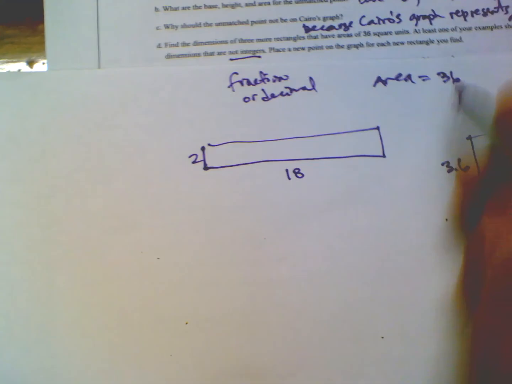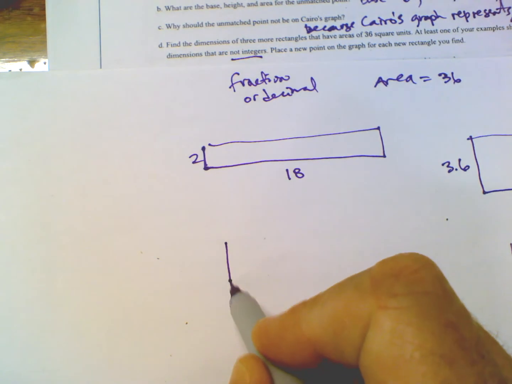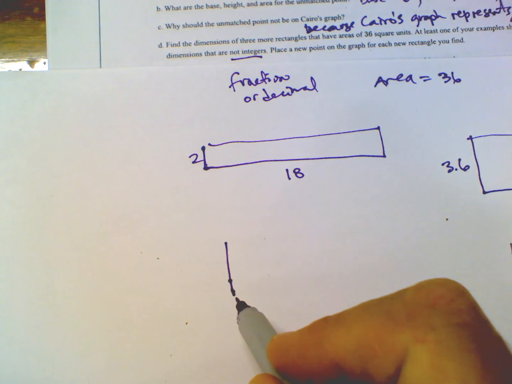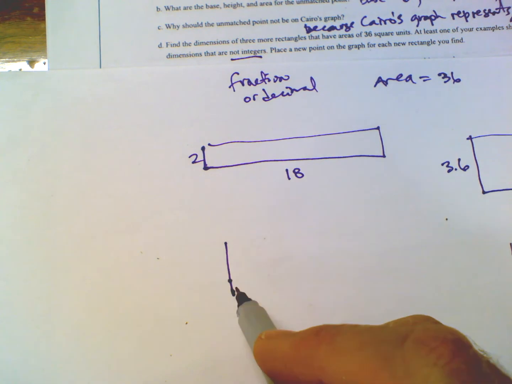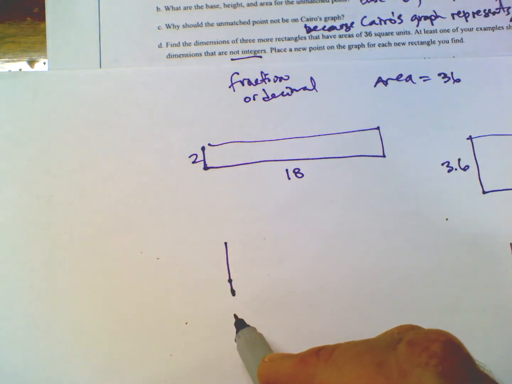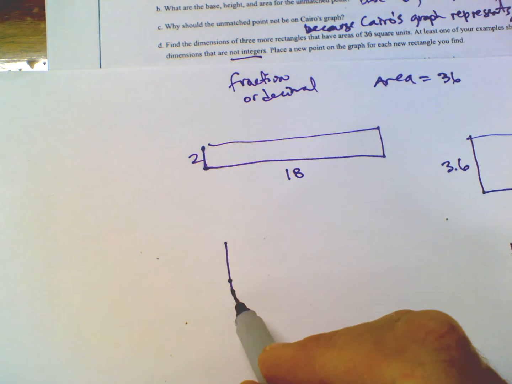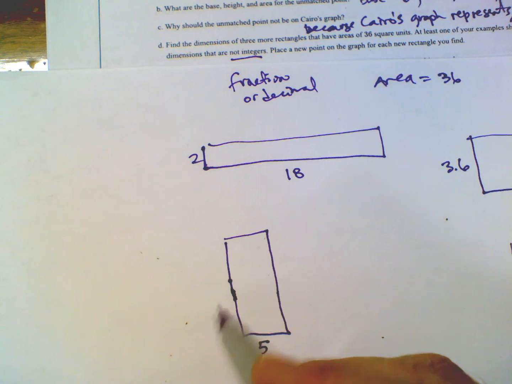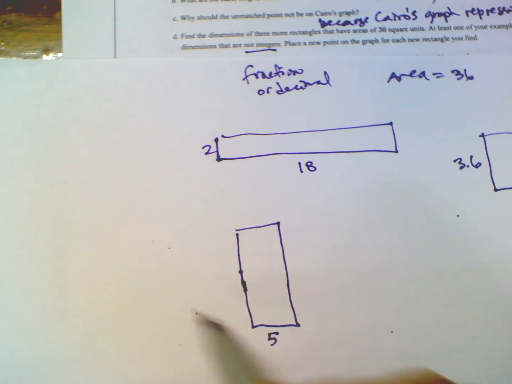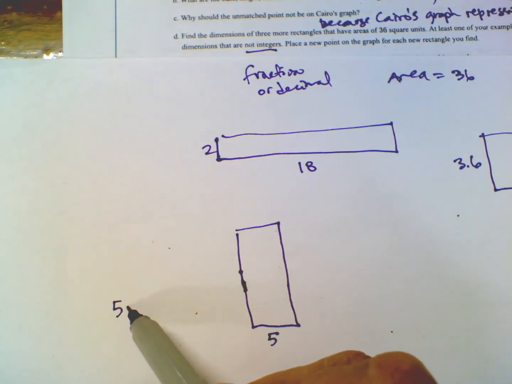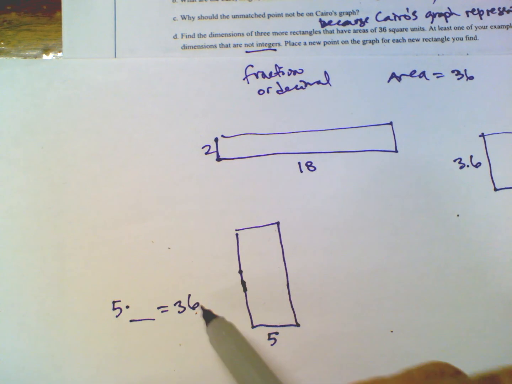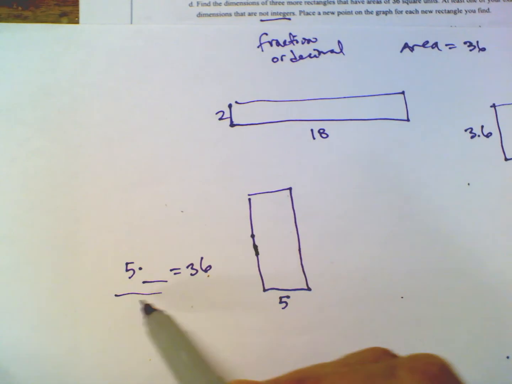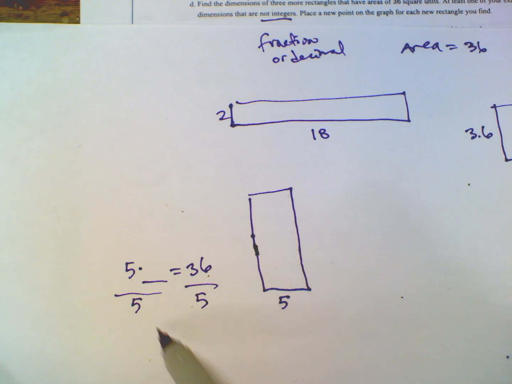So let's do one more that's a non-integer. And again, I just pick any value. I did 10. How about 5? So if I pick a base of 5, what is my height? Right? So again, 5 times something equals 36. So the opposite operation would be to divide both sides by 5.